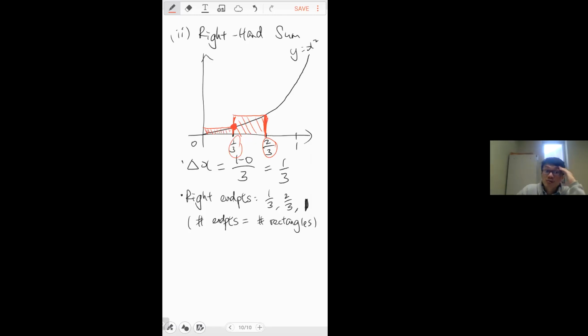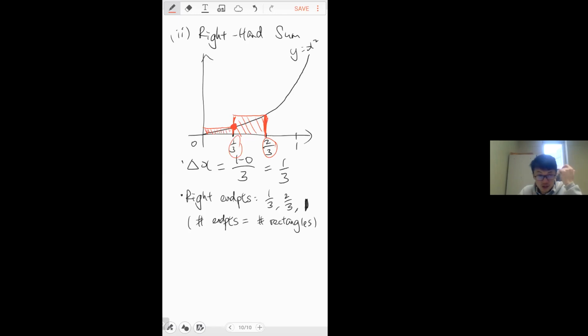Make sense, Matt? Okay. But that's a good question. So that's something I will talk about later. For now, we are only looking at left-hand sum and right-hand sum. So left endpoints and right endpoints.